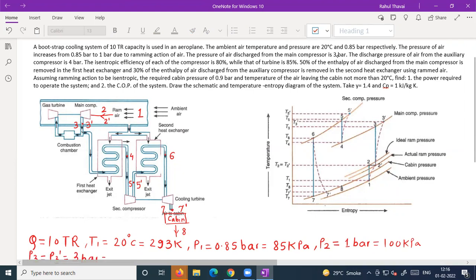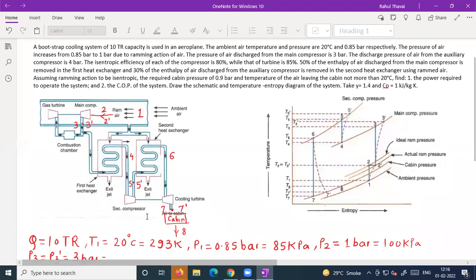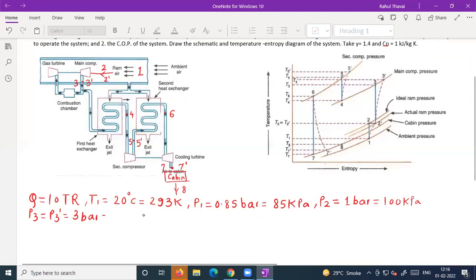Okay, what is 3 bar? Can you let me know what is 3 bar? Simple. 3 bar is nothing but 300 kilopascal. So this is what is given in the problem, 300 kilopascal.